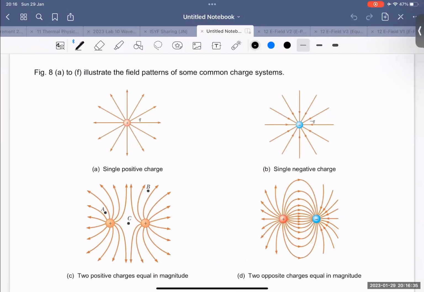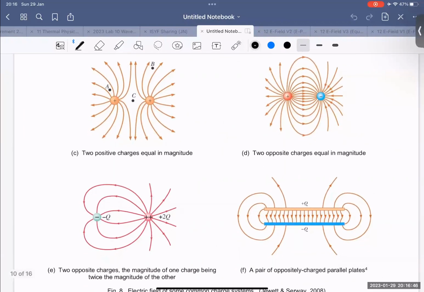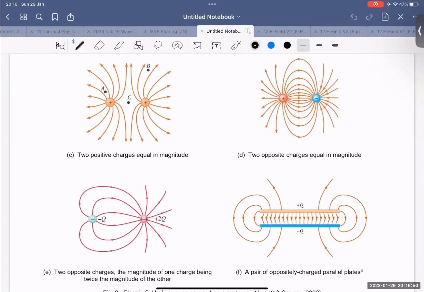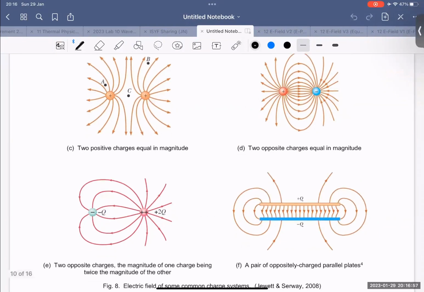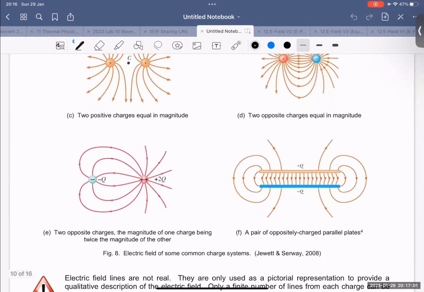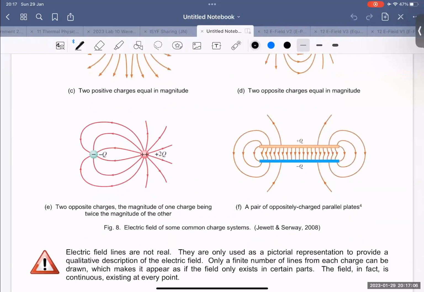If it's a negative charge, the direction of the arrow will be towards the charge. So part C, two positive charges equal in magnitude, and part D, two opposite charges equal in magnitude. Now part E, show two opposite charges, the magnitude of one charge being twice the magnitude of the other. And F, show a pair of oppositely charged parallel plates.